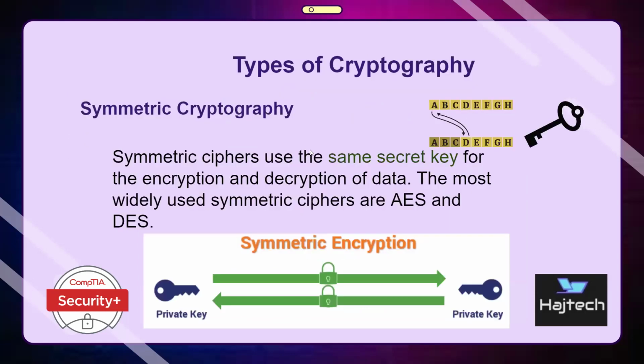And there are two types of cryptography: symmetrical cryptography, the symmetrical cipher. You use the same key for encryption and decryption of the data. The most widely used symmetrical ciphers are AES and DES.